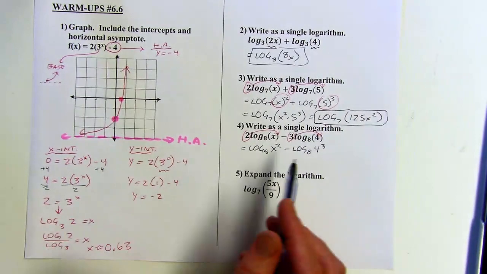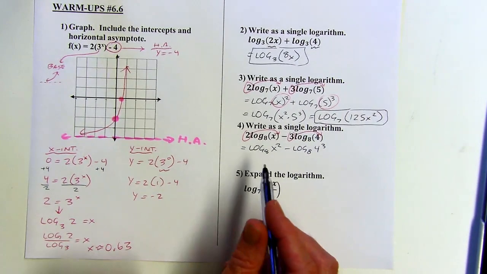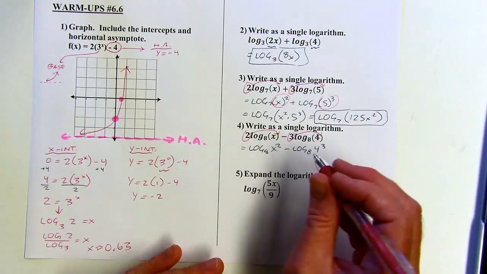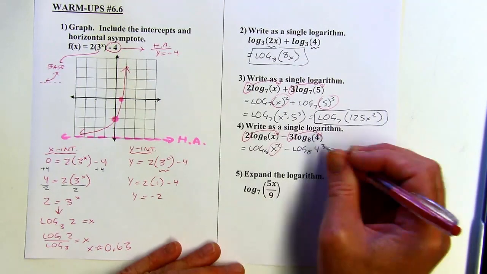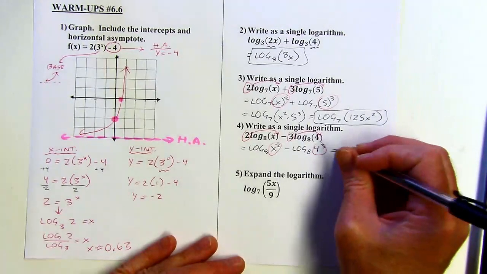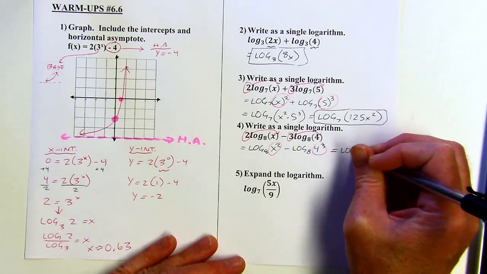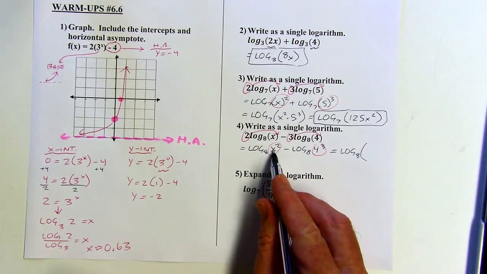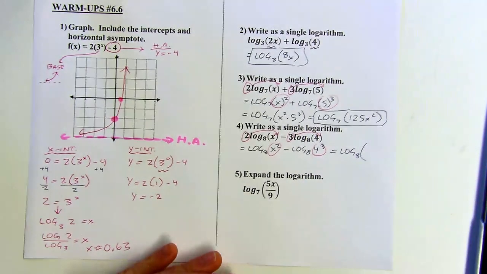Okay, now this is a little different because we're subtracting these logs, so instead of multiplying the contents together, I want to divide the contents. Here, I'll write over here because I'm running out of space. So my contents is going to be x squared divided by 4 to the third. Okay, 4 to the third is 64.